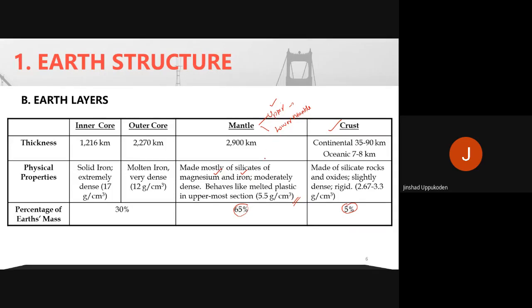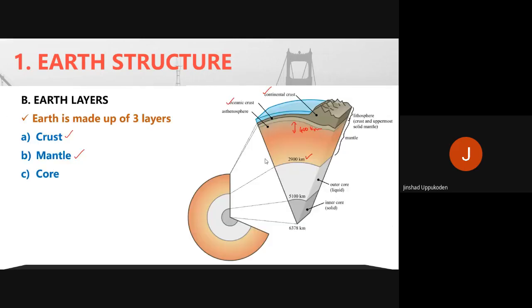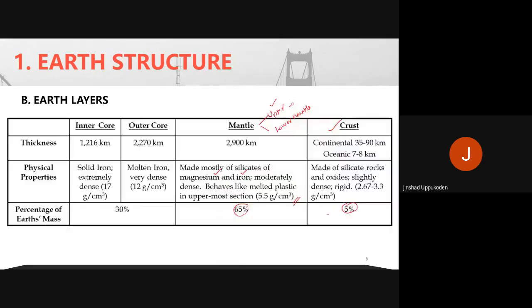The core is the innermost part of the Earth. It is also divided into two parts, an outer core and an inner core. The core is also made up of iron. The outer core is usually liquid, and hence it is molten iron. The inner core is also made of iron, but it is solid.